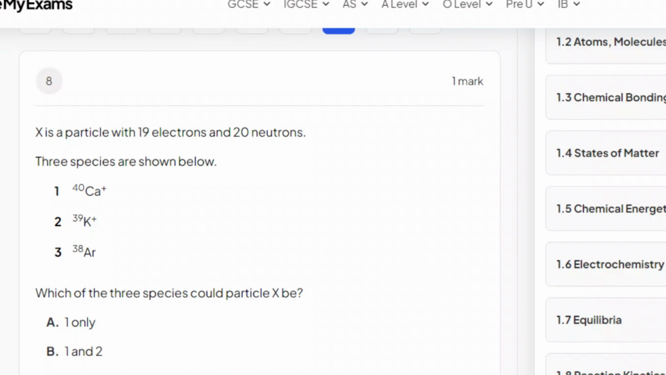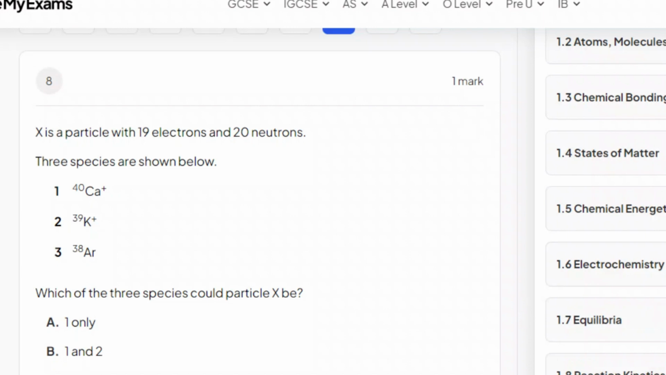So now X is a particle with 19 electrons and 20 neutrons. So the species are shown below. That is calcium with a mass number of 40, potassium with a mass number of 39, and argon with a mass number of 38. So which of the three species could X be?